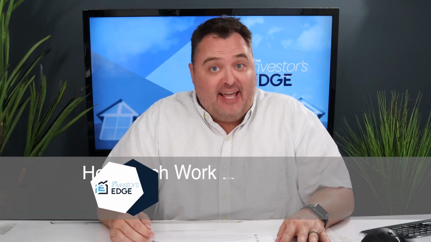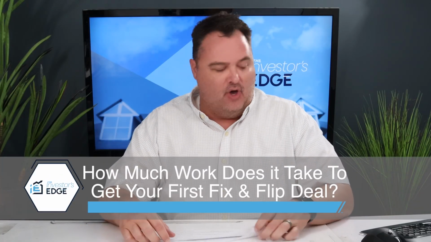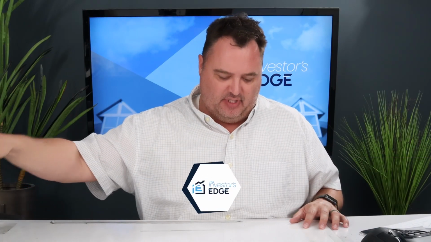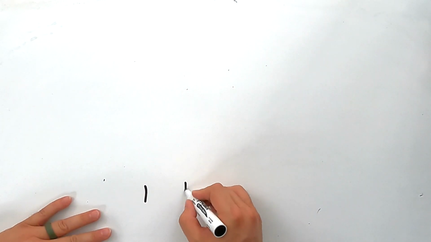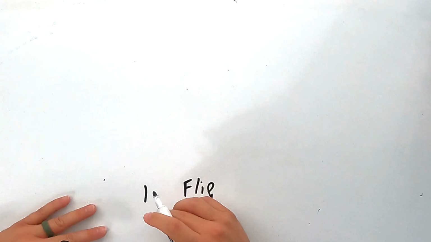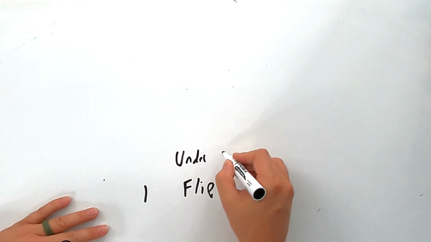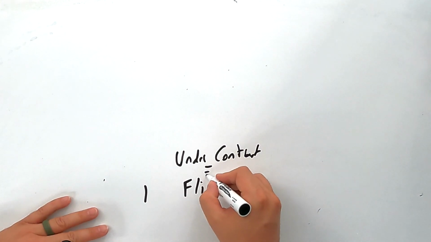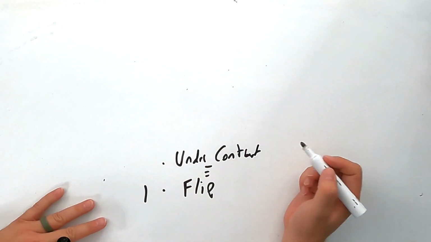How much work does it take to get your first fix and flip deal? Okay, so this is how it goes, guys. When we're talking about fix and flips, we want to get one property that we can flip. To get one property we'll flip, we've got to get properties under contract. And then once they're under contract, then we do our inspections and those things. And there are going to be some of these that don't turn out.